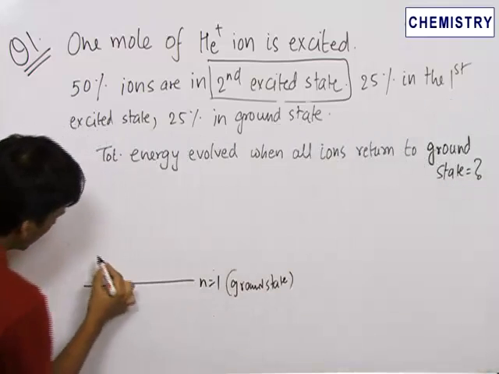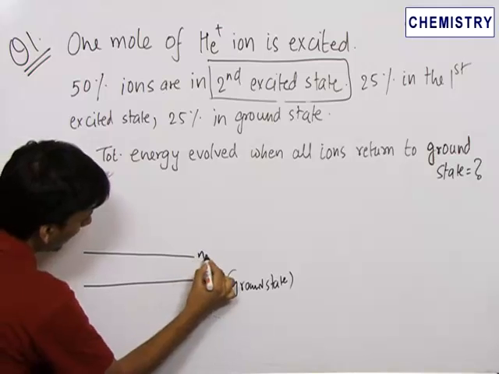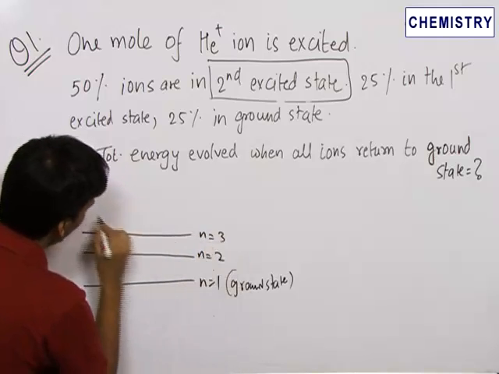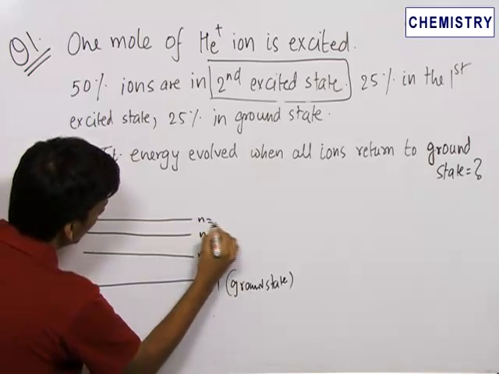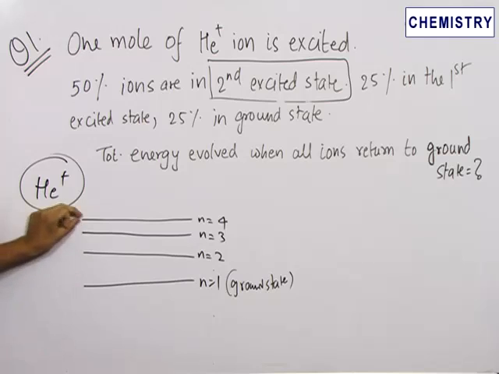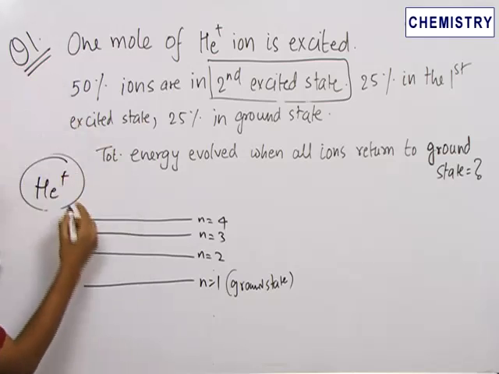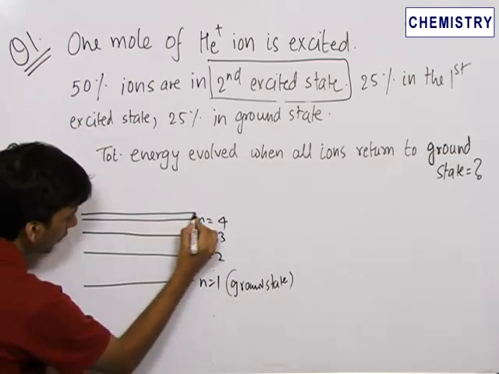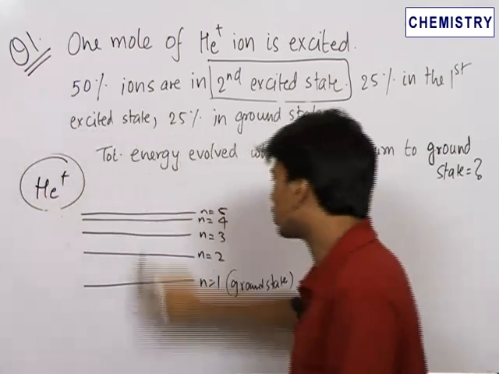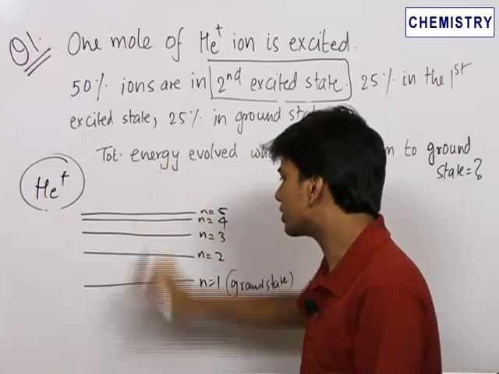So this is equal to n is equal to 1. Here we have n is equal to 2. Here we have n is equal to 3. And subsequently n is equal to 4. You must notice that the gap between the two levels keeps on decreasing as we go upwards. n is equal to 5 will be something like this. So the energy level diagram should always be drawn properly like this, with gaps reducing constantly.